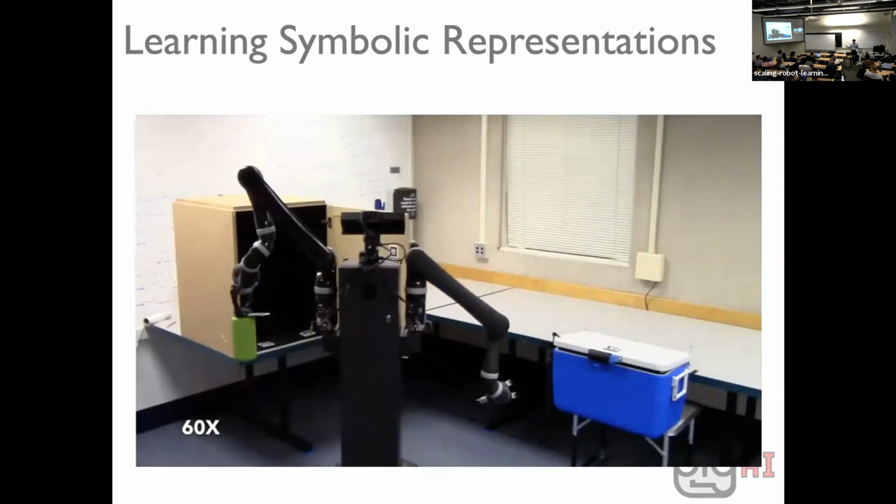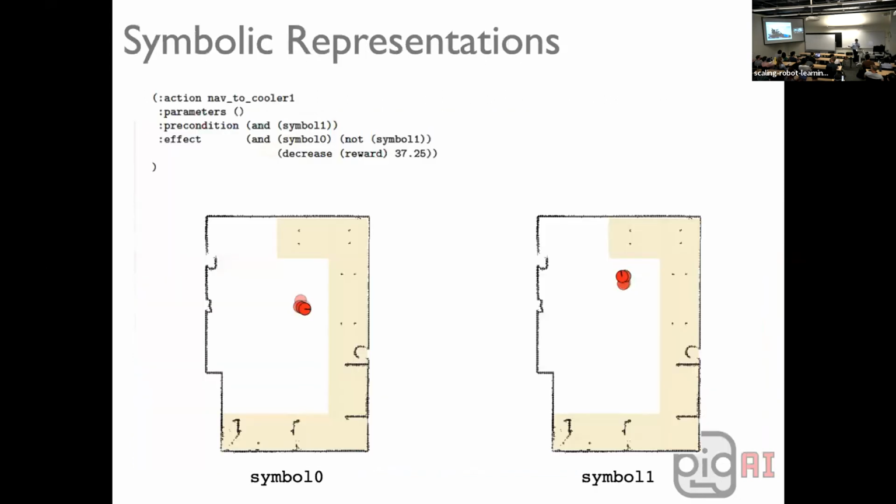Okay. And from that data, 160 executions, we can learn a symbolic representation using algorithms developed in my lab. So what you get out is this piece of text. This says if you want to navigate to the cooler, the precondition is that symbol 1 should be true. Afterwards, symbol 0 will be true and symbol 1 will not be true, and it'll take about 37 seconds.